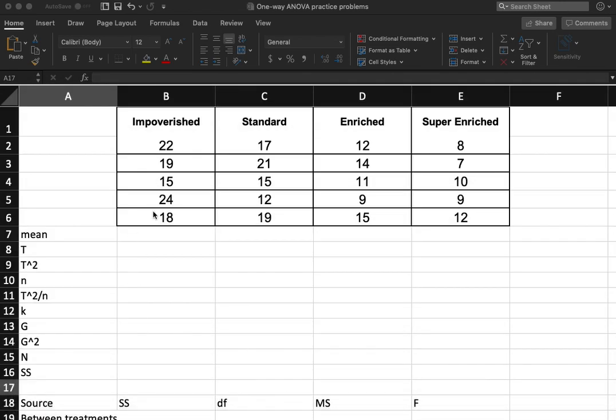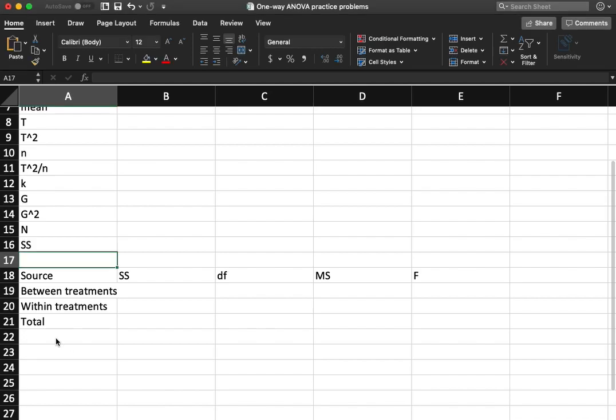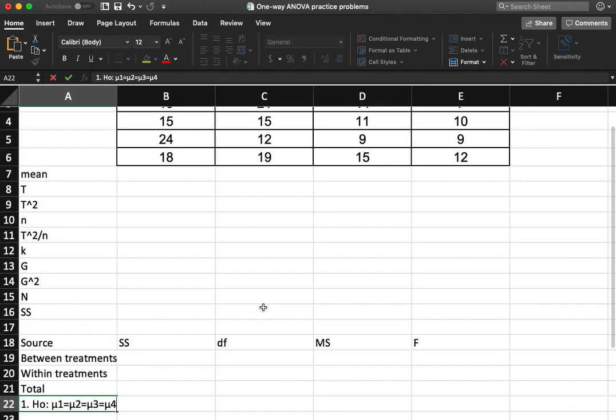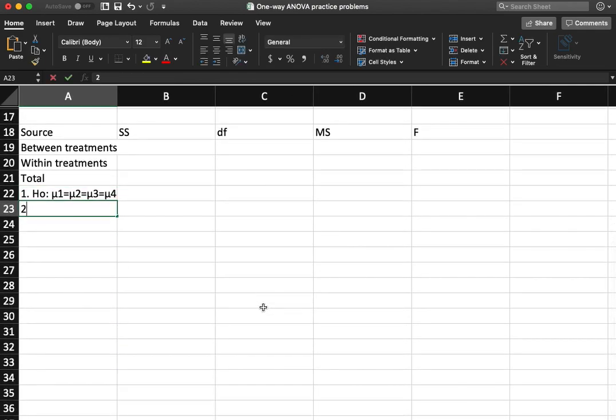So let's get to it. Let's do all 4 of our steps. Step 1 is to state the null hypothesis, that the mu from the impoverished one is equal to the mu, the population mean maze time for the second condition, which is equal to the mu for the third condition, which is equal to the mu for the fourth condition. Did we just have 4? Yes, we did. Okay, so I'm done with the null hypothesis.